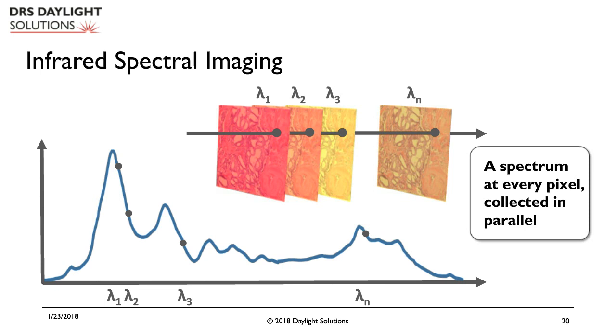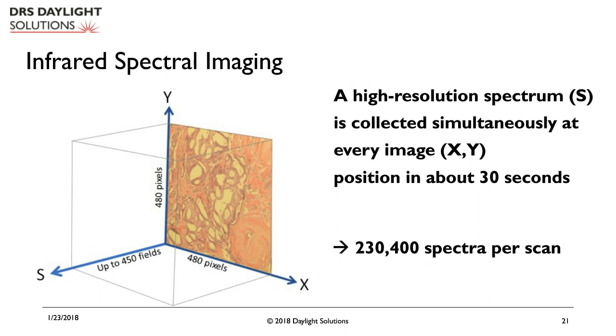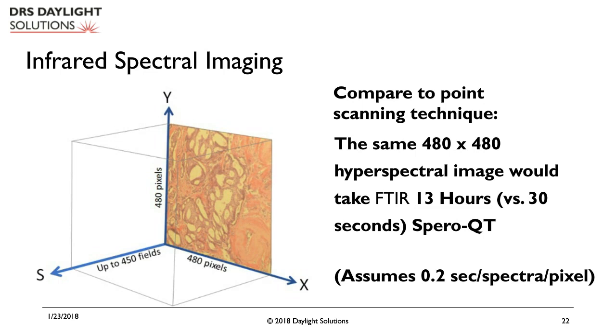Each spectral data set contains a full 480 by 480 pixel image comprised of over 230,000 spectra and takes about 30 seconds to create. In comparison, a point scanning system, even with the fastest tunable laser, would require about 13 hours to generate a similar 480 by 480 data cube. So now that we've acquired this data set, let's move on to how we can extract some meaningful data from this label-free image.